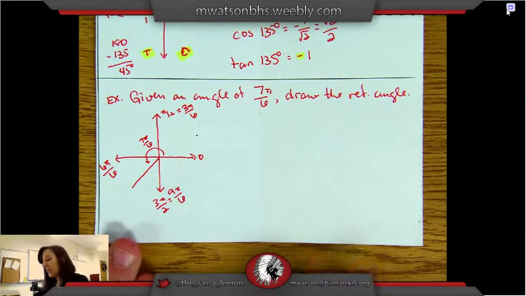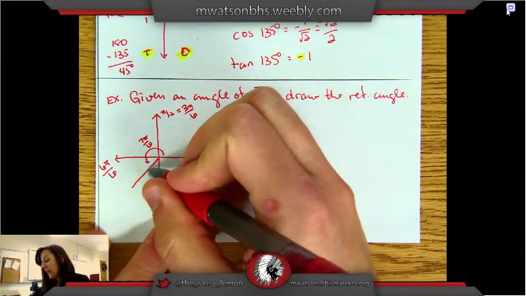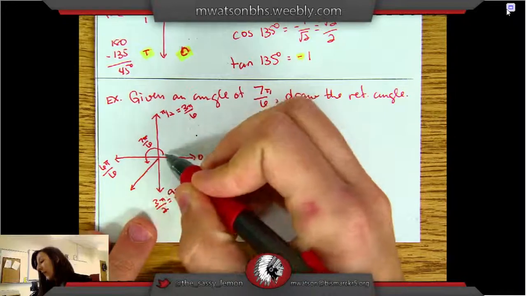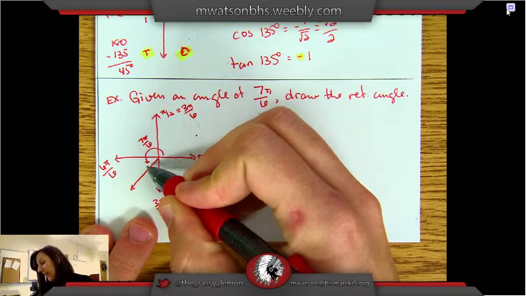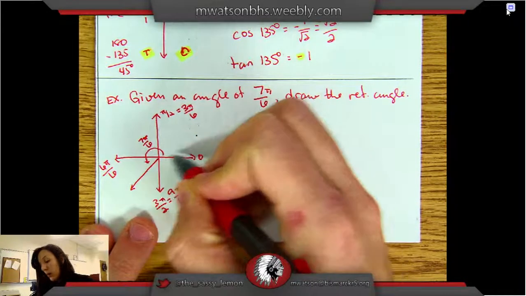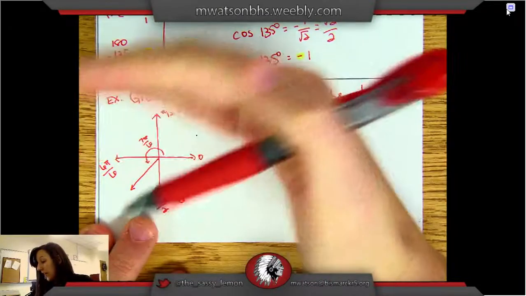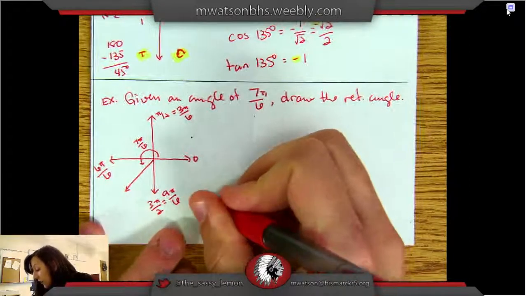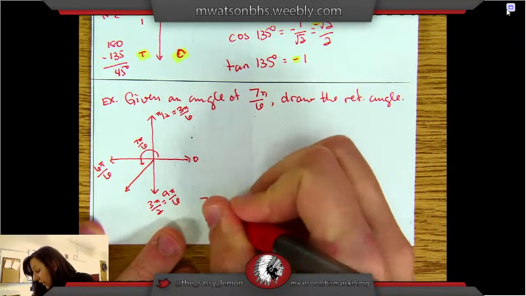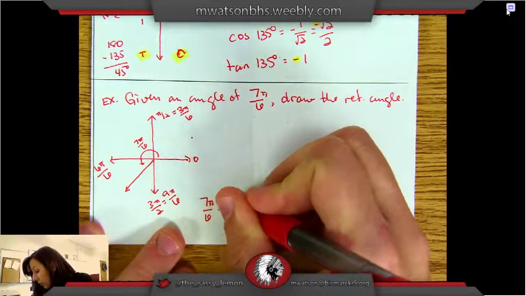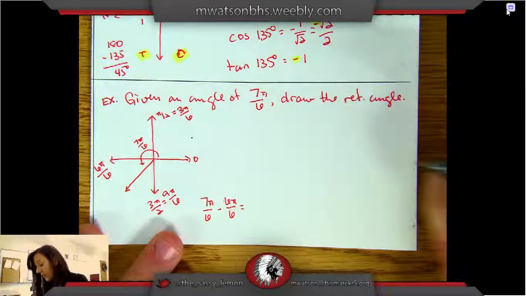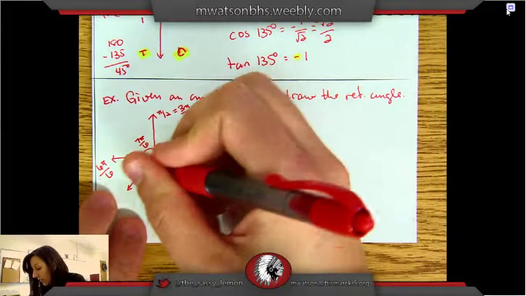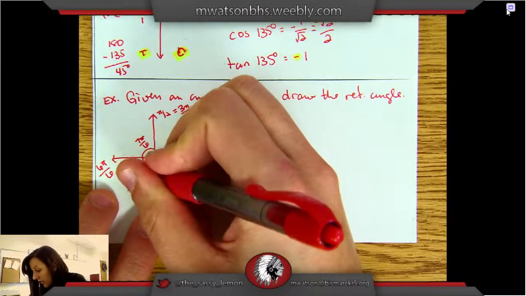So now we need to figure out how big is the acute angle that's formed between our terminal side and our x-axis. How big is this? If the whole thing's 7 pi over 6 and this portion above the x-axis is 6 pi over 6, we can subtract the whole amount minus our 180 degrees, so to speak, and we get pi over 6. So our little angle in here is pi over 6.